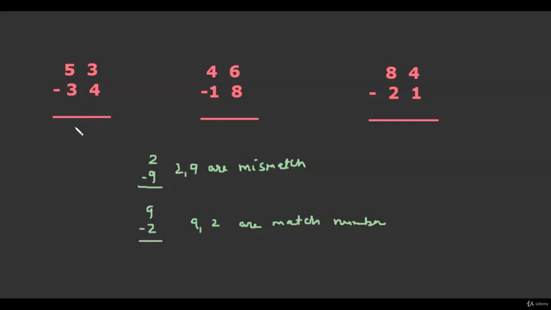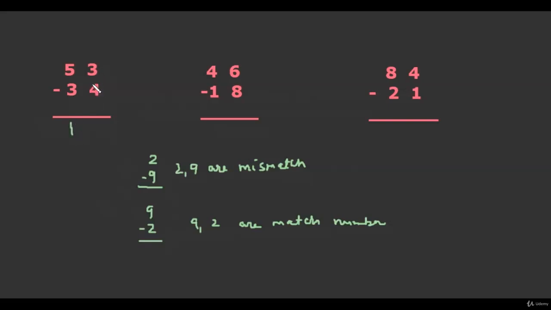Let's try to continue. Again we will be starting from the left side, moving towards the right. 5 minus 3 is 2, or if we subtract 3 from 5 we get 2. But before dropping 2 over here, we will observe the pair on the right side of it. If after pair is mismatch number, then we will decrease the result by 1. So instead of writing 2 over here, we will write 1.